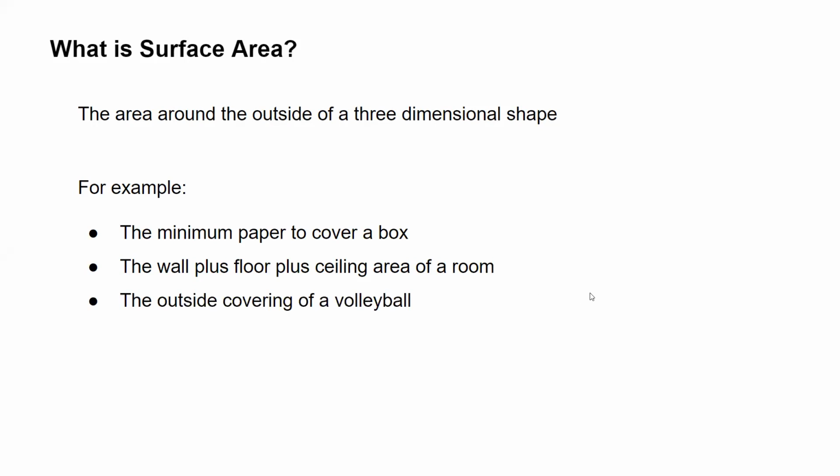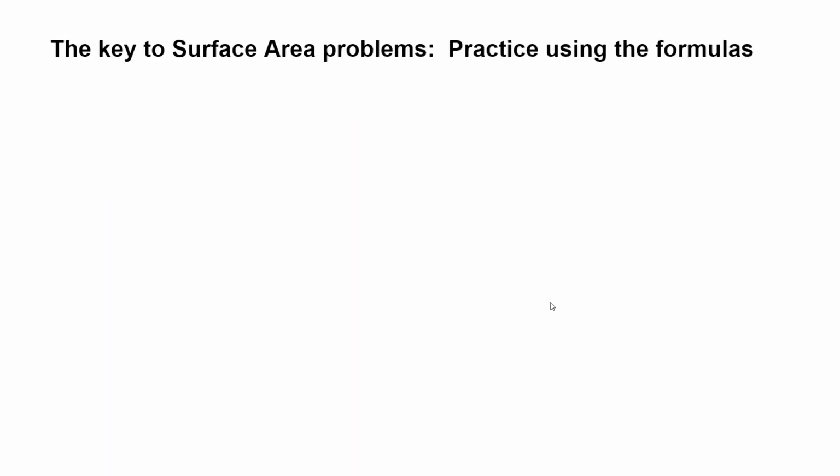The outside covering of a volleyball, which would be a sphere shape, and the minimum material to create a closed can, which would be a cylinder.